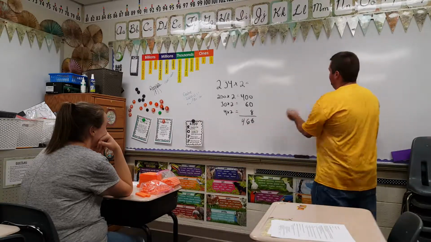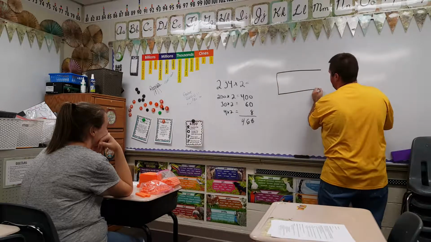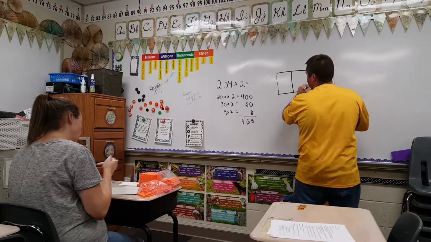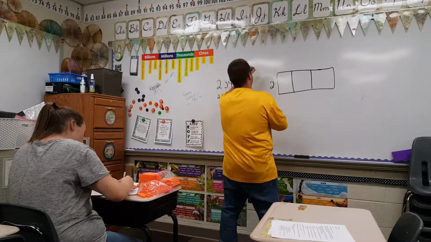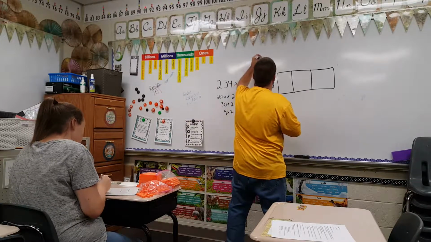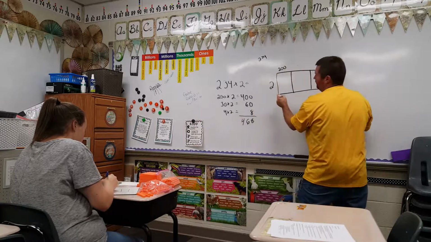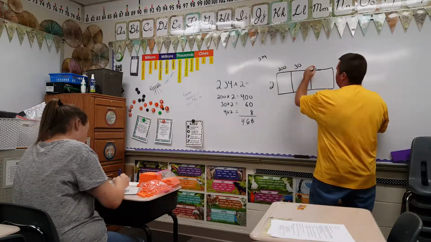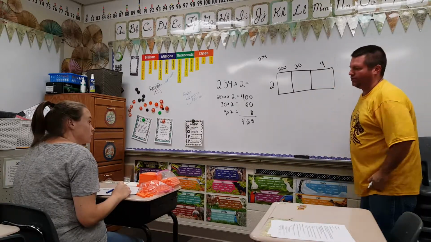answer here. Alright, so I'm going to draw us a big box right here. I'll break this into 3 parts. I have 2 here. I have, we'll say 234, so I'm going to put my 200 above the first box. I'm going to put 30 above the second box. And I'm going to put 4 above our third box here. You guys want to go ahead and do this on your whiteboard with me here?